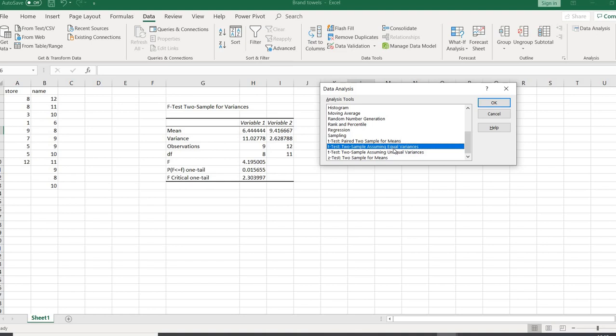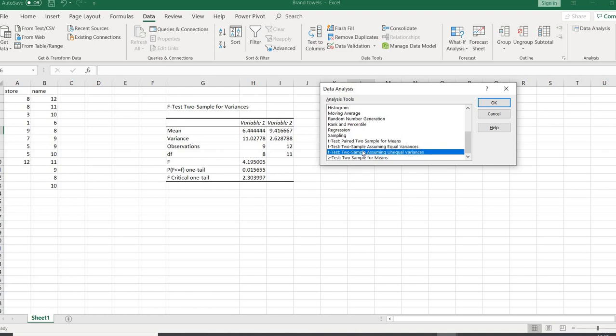Before, if you are given a sample like this, and they say that the two samples are independent, you must keep in mind that there are two cases you can find. The first case is that the two samples may have equal variances, or the two samples may have unequal variances. If they have equal variances, you use this test. And if they have unequal variances, you use this test, which is very different.